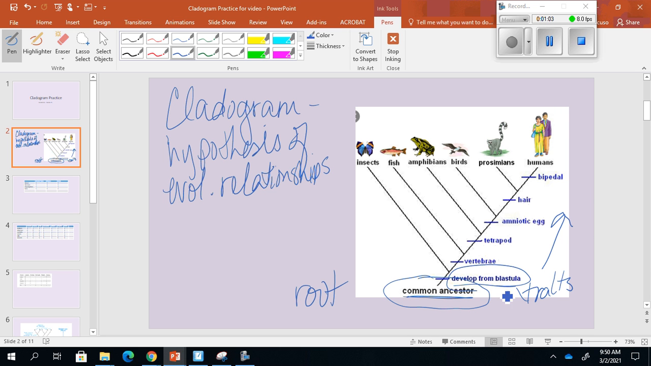So for example, developed from a blastula. Everything above it, everything on this whole tree has developed from a blastula. But vertebrate, so everything above is a vertebrate, but this one is not a vertebrate. Sorry, so messy when I write on here with my pen, but just want to make sure you get this basic idea. And then if I go to the top, I will see these two have the most in common with the most recent common ancestor. So these ones have the most in common.